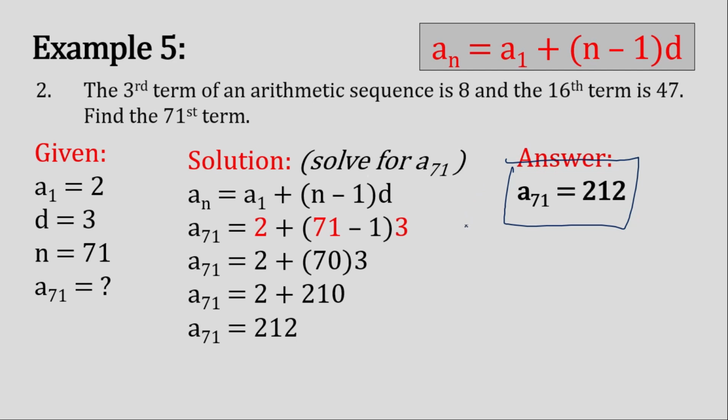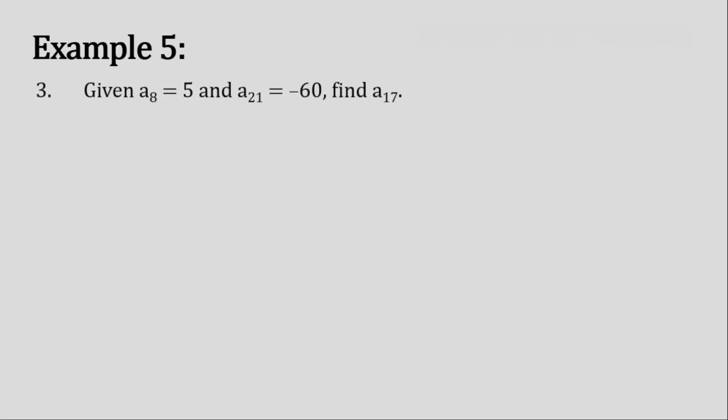It's a three-phase solution. Now let's go to the final problem. Now the given is already enumerated. A sub 8 is 5, a sub 21 is negative 60. Find a sub 17. Again, this is the lowest possible term. So this will serve as a sub k, and this is the highest possible, the last term that is available. So we have a sub n.